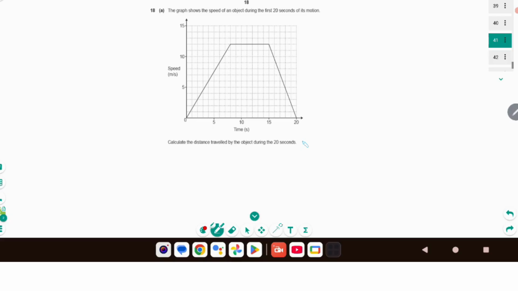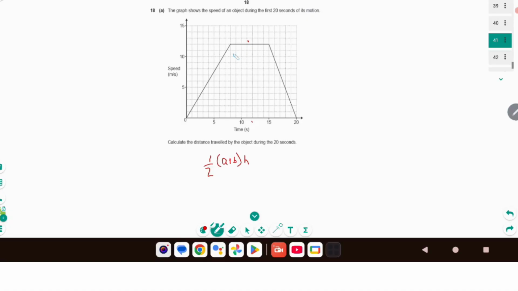Question 18. The graph shows the speed of an object during the first 20 seconds of its motion. Calculate the distance travelled by the object during the first 20 seconds. Okay, so we've got a speed time graph here. Distance is the area under your graph. It's a trapezium, or you can split it up into two triangles and a rectangle. So it's half times a plus b times h, a plus b, your parallel lengths.